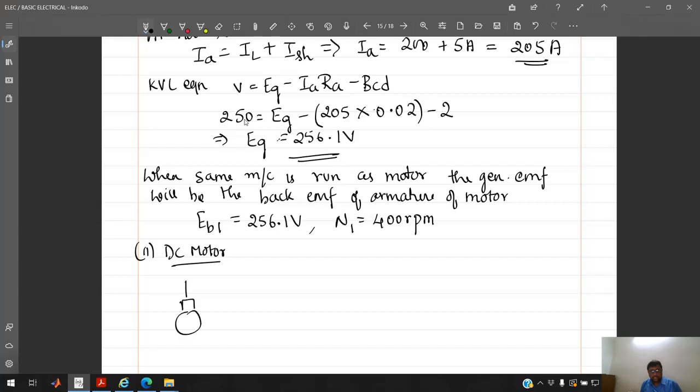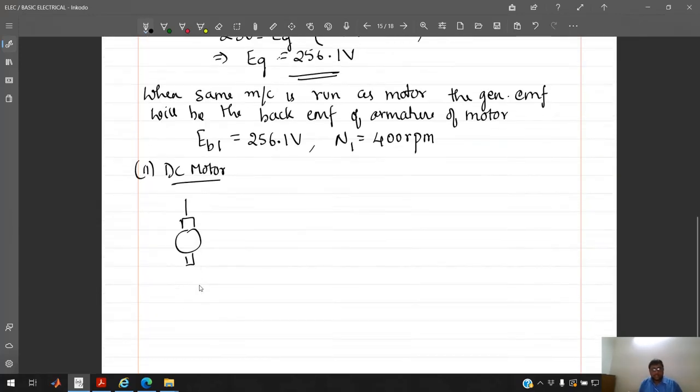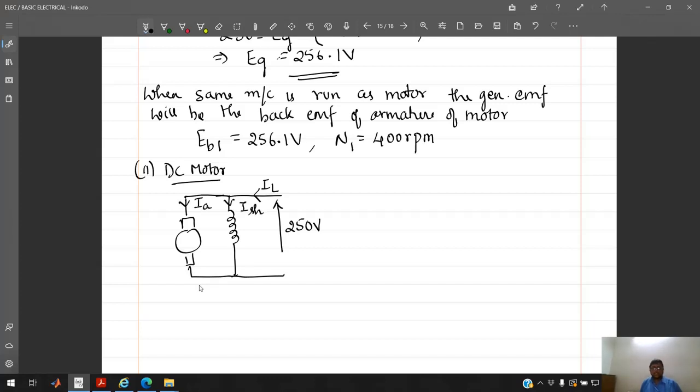You have this armature, then it's a shunt motor, so the field winding is connected in parallel with the armature. Then you have a voltage which is given, the same 250 volt. The line current is flowing inside, the current will flow inside the shunt field winding, and the armature current will flow inside this armature winding.